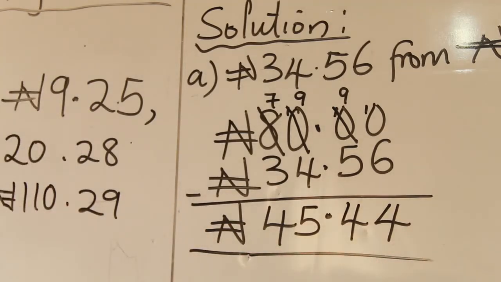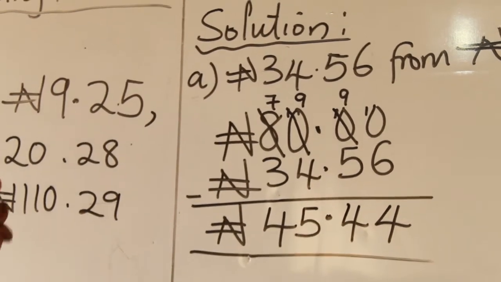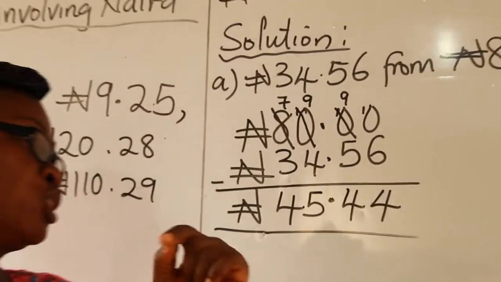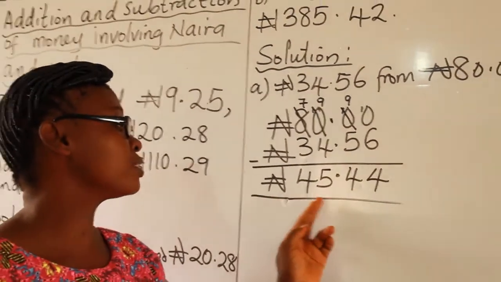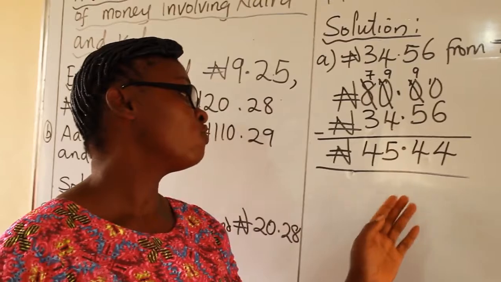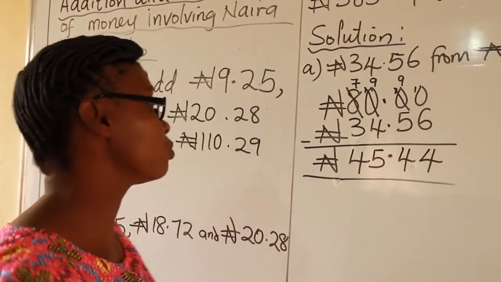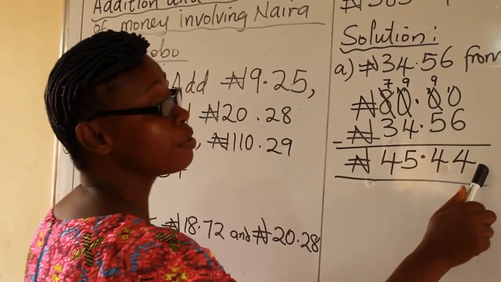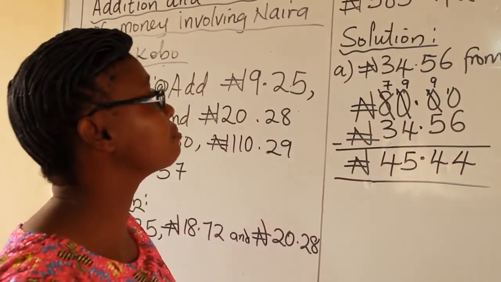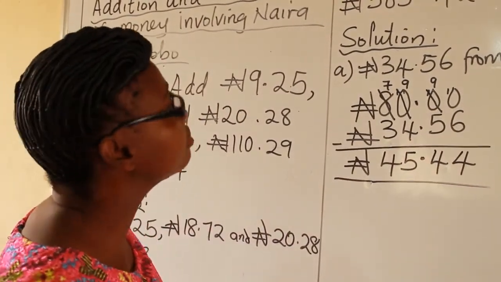So children, out of 80 naira, you have given out 34 naira 56 kobo. How much will you be left with? This is what is remaining for you: 45 naira 44 kobo. You won't put the kobo here. Don't forget. I hope you are following.